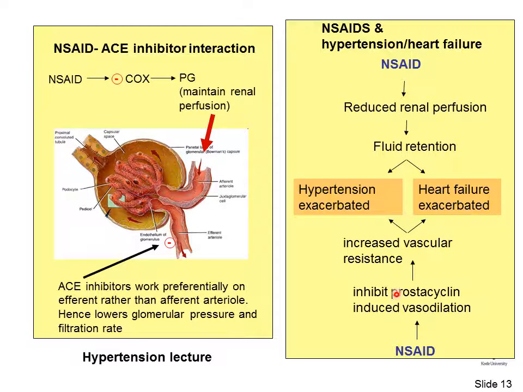And at the same time, because NSAIDs inhibit this vasodilation, there's now increased vascular resistance, and that also pushes up blood pressure, as well as making it harder for the heart to pump against the increased resistance. So you can see there's an important role of NSAIDs that has to be considered in patients with hypertension and heart failure.